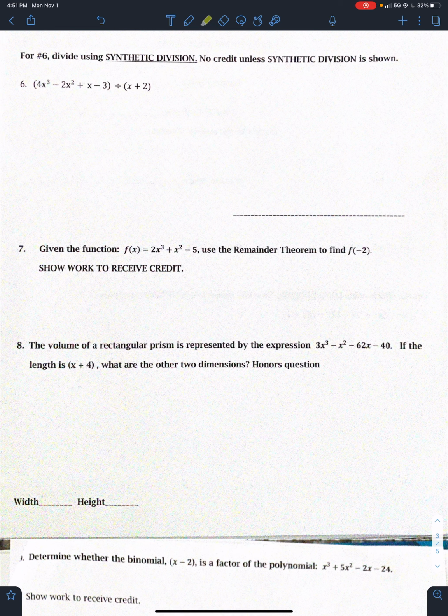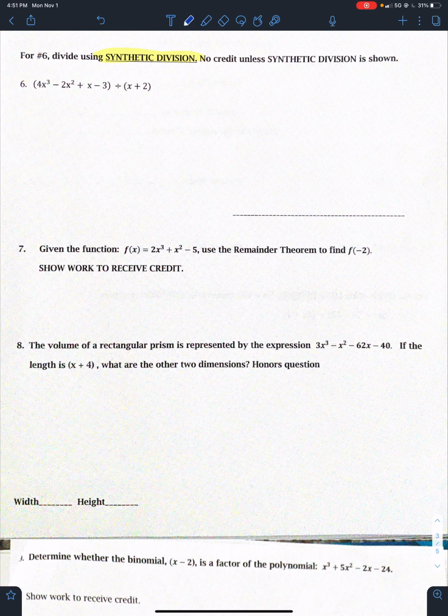Be sure that when you are taking the summative, you are reading the questions to make sure what it's asking. If it's asking for long division, you're performing long division. If it's asking for evaluating or synthetic division, you have to work through that process, okay? So for number 6, divide using synthetic division.